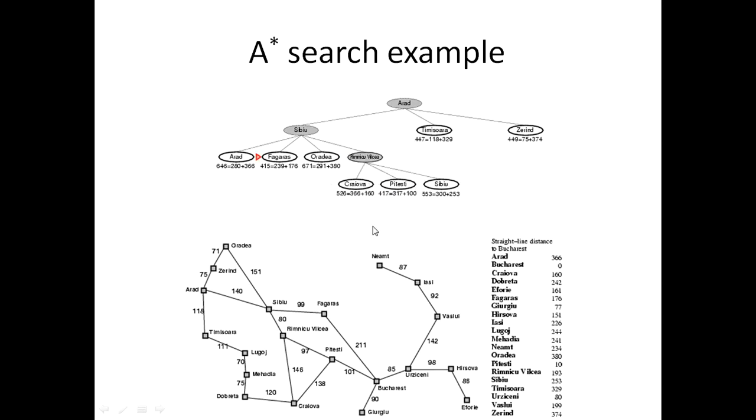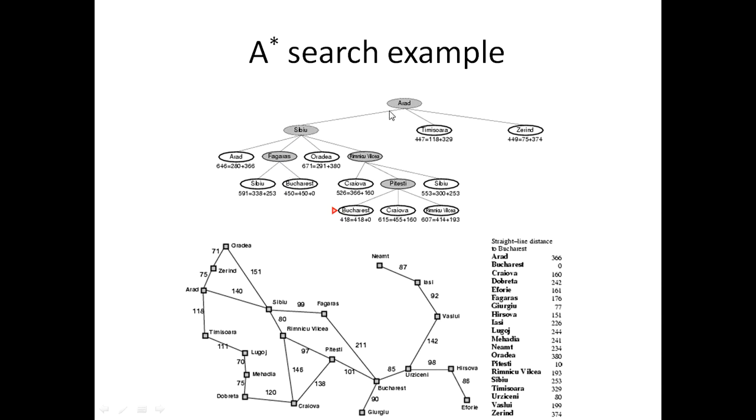After this, when we expand Rimnicu Vilcea, we see different distances. Pitesti has the minimum value, 417, and when Pitesti is selected for further expansion, Bucharest with 418 has the minimum value, and that is our goal node. In greedy best first search, the path selected was Arad to Sibiu, then to Fagaras, and then to Bucharest.